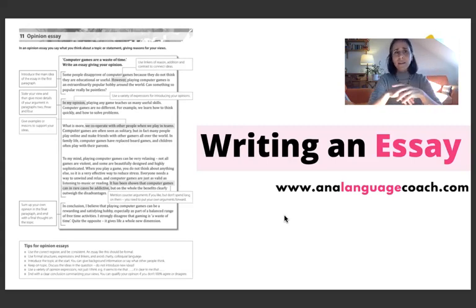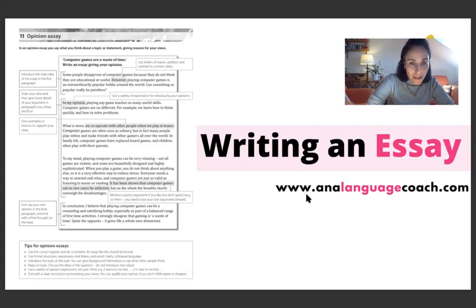The opinion essay that you have here in front of you has 5 paragraphs, but this is usually the structure. The tips for opinion essays are: use the correct register and be consistent. An essay like this should be formal, remember. Use formal structure, expressions, and linkers, and avoid chatty, colloquial language.